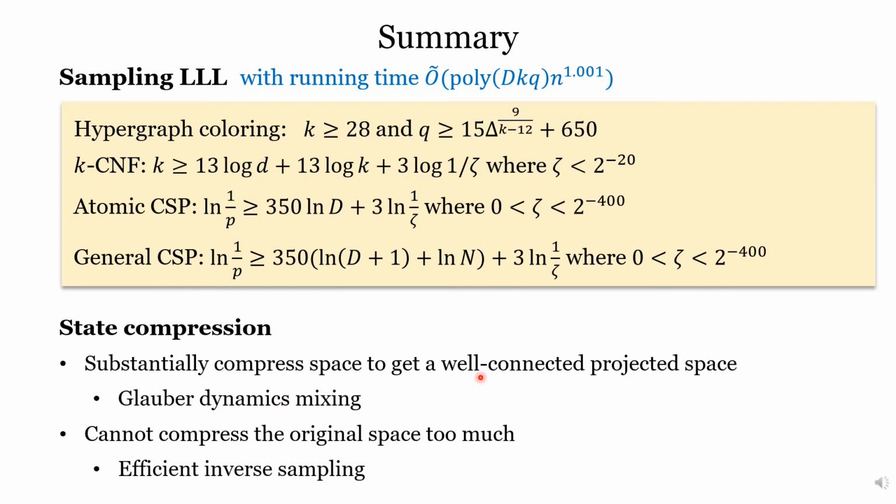In summary, we proposed a new algorithm for sampling Lovász local lemma. This algorithm improves the bounds of hypergraph coloring and k-CNF, and it runs in polynomial time for all atomic CSPs. Our main technique is state compression, which substantially compresses the original space to get a well-connected projected space.